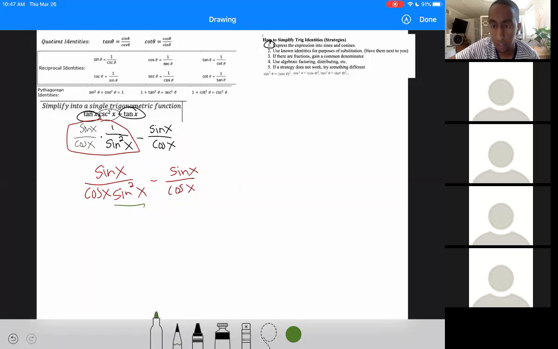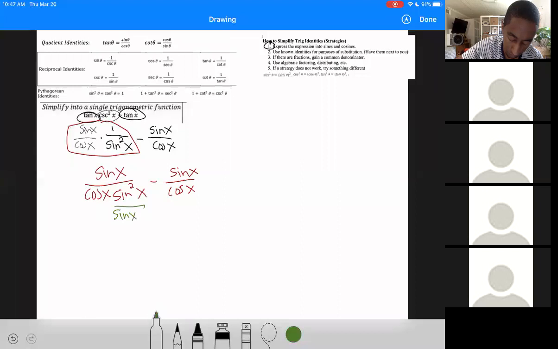What's another way to rewrite sine squared of x? We could write that as sine of x times sine of x, right? There's 2 of them. That's what that means. And because of that, we can go ahead and cross out the sine of x at the top and the sine of x at the bottom, because sine of x divided by sine of x is equal to 1. Anything divided by itself is 1. 5 divided by 5 is 1. 4 divided by 4 is 1, right? So we can cross that out.